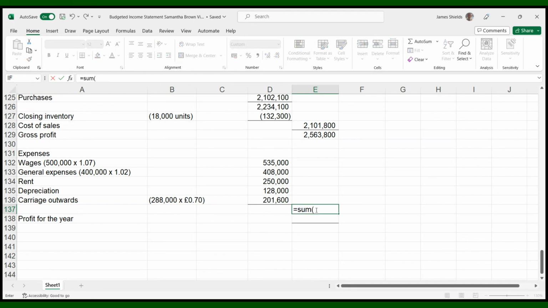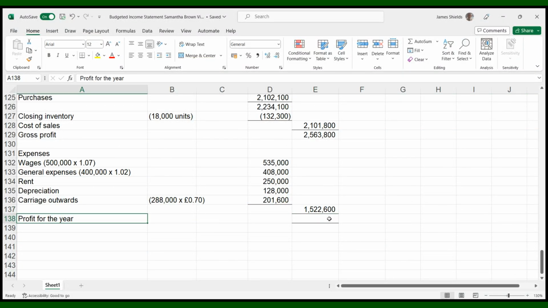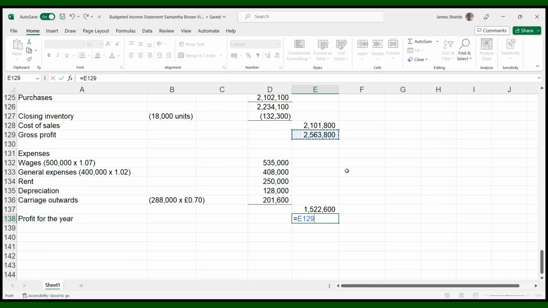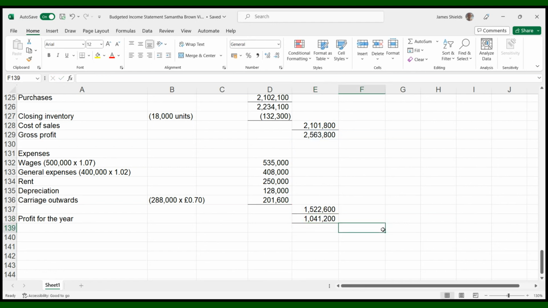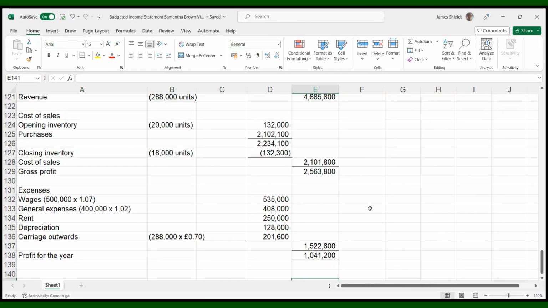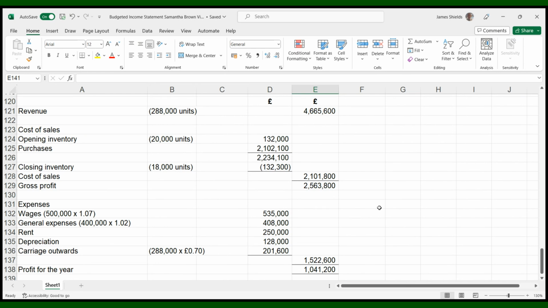So next we want to work out our total expenses. That's going to be the sum of all of our 5 expenses. That's going to give me £1,522,600. Now the last part is the profit for the year. Profit for the year is your gross profit, take away your total expenses. It's going to equal 2,563,800, take away 1,522,600. That's going to give us a profit of £1,041,200. So that there is our budgeted income statement for Samantha.